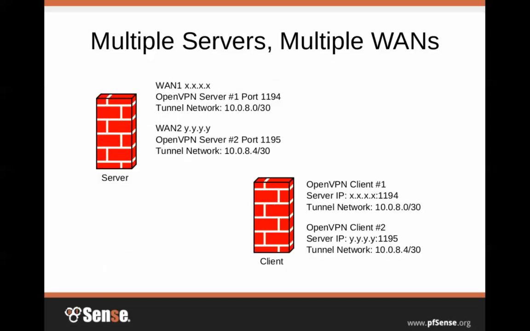In this type of setup, you'd have each of these up all the time. So these could be on two WANs or one WAN on the client side. It'll work both ways. So you could have client one to server one, client two to server two.